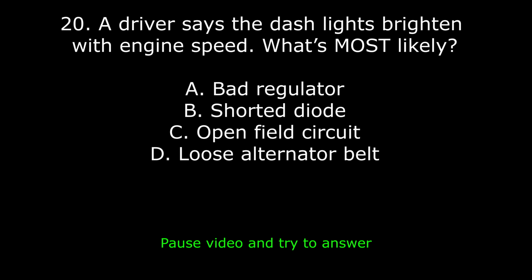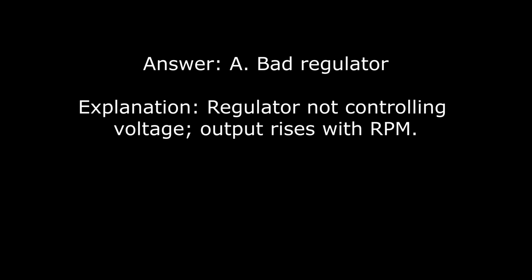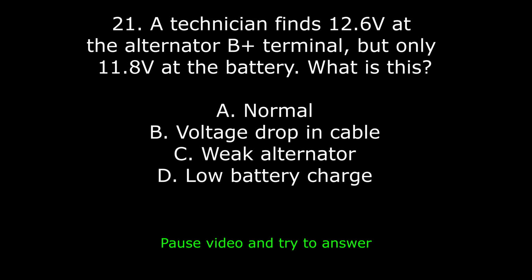20. A driver says the dash lights brighten with engine speed. What's most likely? A. Bad regulator. B. Shorted diode. C. Open field circuit. D. Loose alternator belt. Answer: A. Bad regulator. Explanation: regulator not controlling voltage. Output rises with RPM.